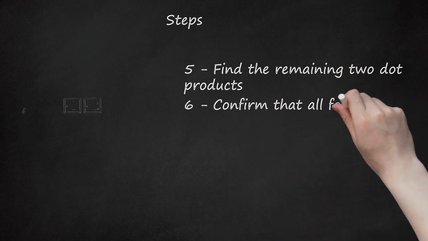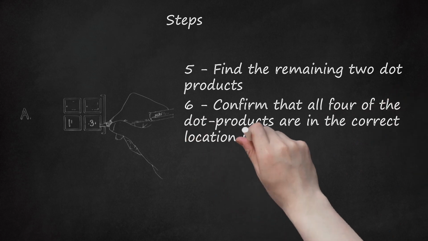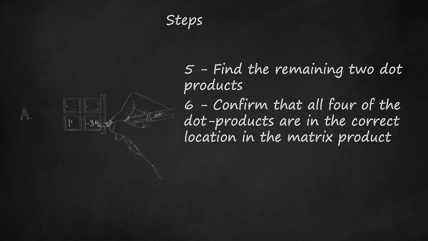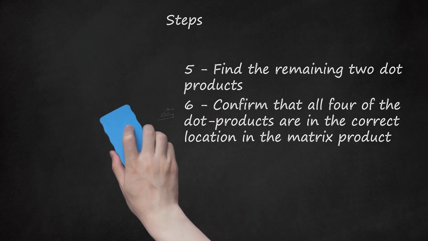6. Confirm that all 4 of the dot products are in the correct location in the matrix product. 19 should be in the bottom left, 34 should be on the bottom right, 18 should be on the top left, and 12 should be on the top right.